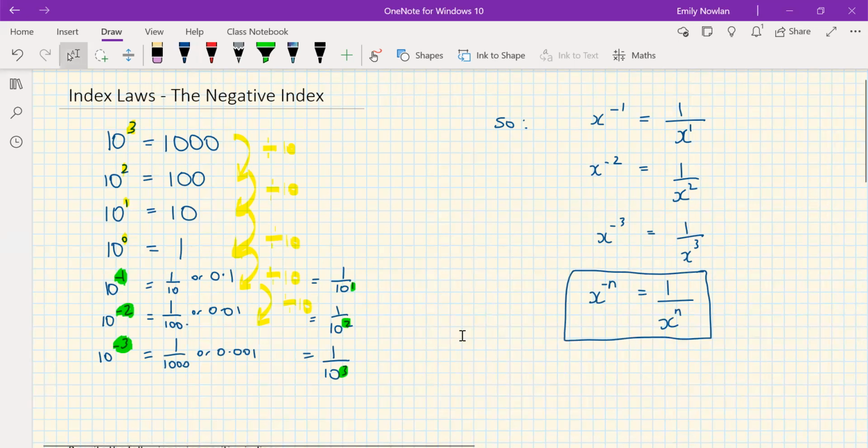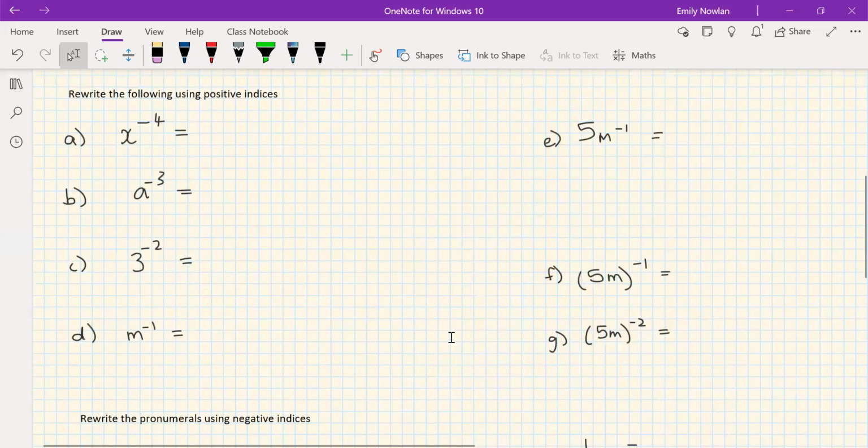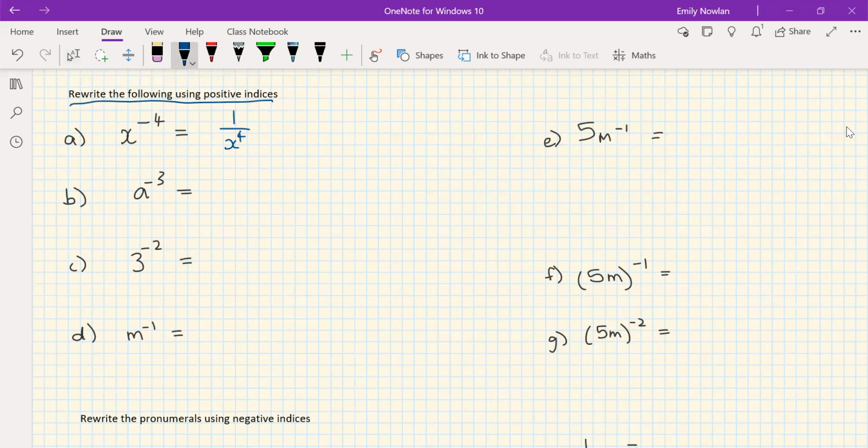So let's try rewriting some questions. Like before, if you want to try these without me going through them first, just pause the video and give it a go. So let's rewrite these. It says rewrite the following using a positive index. Okay, so x to the -4, a negative power means you put it under 1 and the negative power becomes a positive power, 1 over x to the 4.